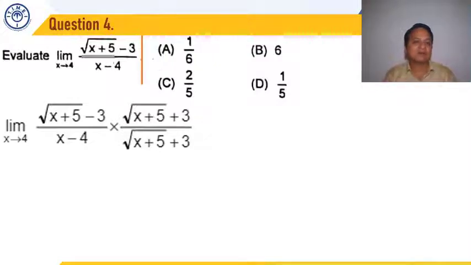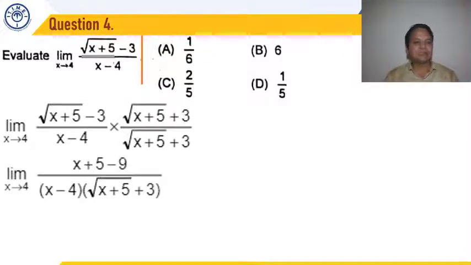technically we multiplied by 1, but actually we multiplied by conjugate. So root x plus 5 minus 3 and root x plus 5 plus 3, we applied a formula that is called a minus b multiplied by a plus b. So a minus b multiplied by a plus b gives us a square minus b square. So in the numerator it becomes x plus 5 minus 3 square, which is 9. And in the denominator we had x minus 4 as one bracket, and second bracket is root x plus 5 plus 3. Now we can put x equal to 4 directly at this time also in the second bracket in the denominator, because it is not giving us any indeterminate form.